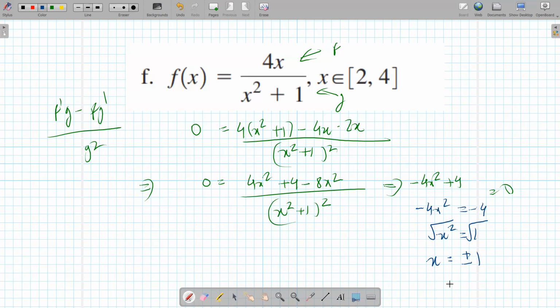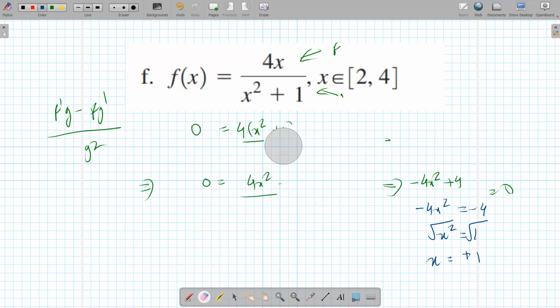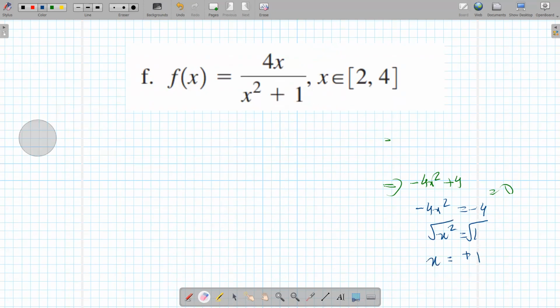So minus 1 is not even in our interval, so we're not interested in that. We're interested in plus 1 though. So let's plug 1 back into this to see what we get. If you plug f of 1, you're going to get 4 over 2. That's a 2. But we don't know if that's a minimum or a maximum right now because you need something to compare it with, right? Right now you don't know what that is.